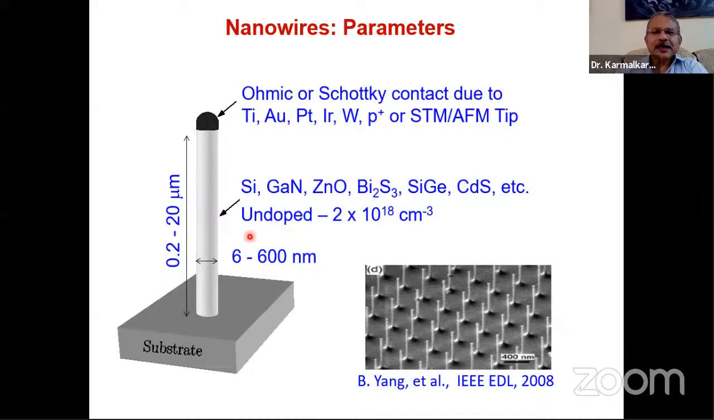Okay. Next, let us look at the material that can be used to make these wires. It can be silicon, gallium nitride, zinc oxide, bismuth sulfide, silicon germanium, cadmium sulfide, etc. Now, the doping can vary from undoped to 2 times 10 power 18 per centimeter cube. And the contact can be ohmic or Schottky.